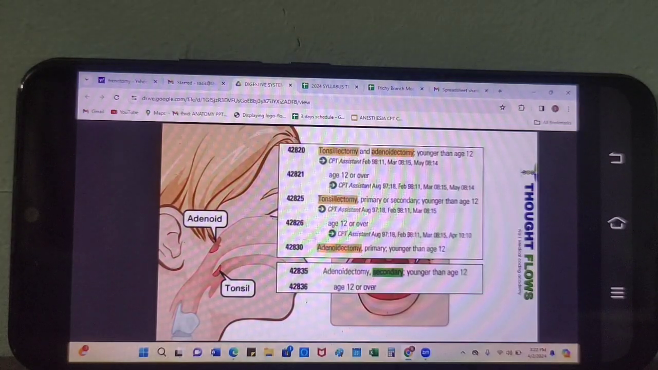So when a patient has both tonsil and adenoid, go for 20 and 21. Tonsil only, 25 to 26. Adenoid only, from 30 to 36.